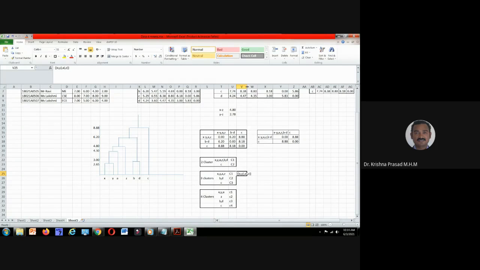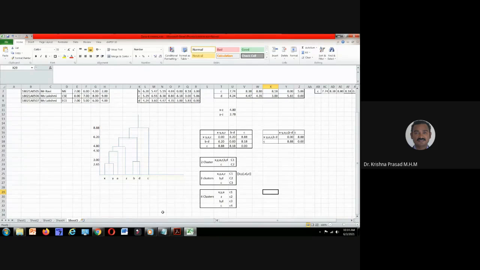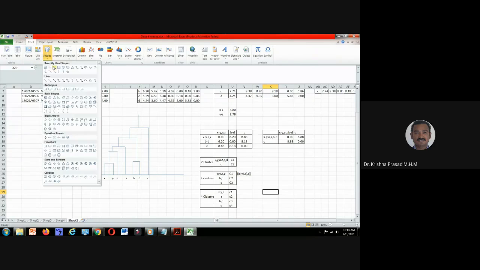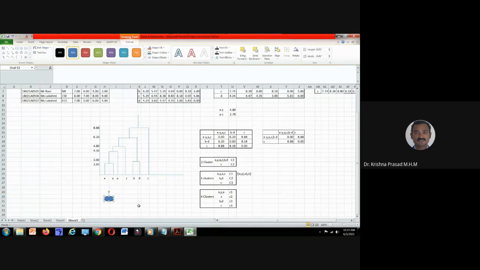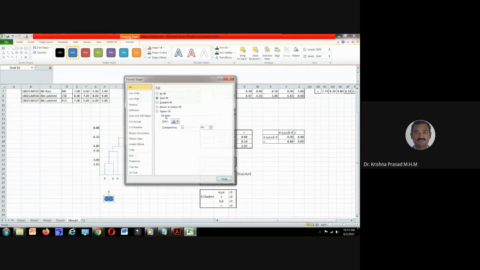Friends, have you received this content or not? Whatever I told you till now. Dendrogram. This is the hierarchical cluster tree. You can draw ovals like this. X, Y, one object. A has joined. Or if you ask me to represent that one also, it won't take more time. This is X, Y. I am not going to fill.